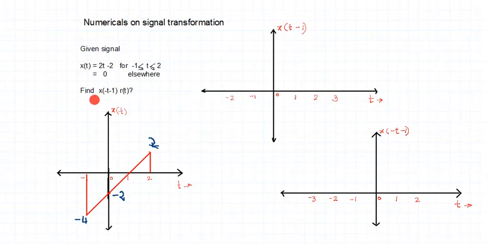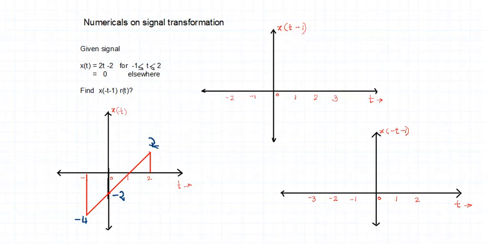Your problem task says you have to first of all find x of -t -1. So identify the operations. There are two operations here. One is shifting, t -1, and another is reversal. Minus t means that there is a reversal. So we'll first of all perform shifting of this signal. The name of the signal will be x of t -1.